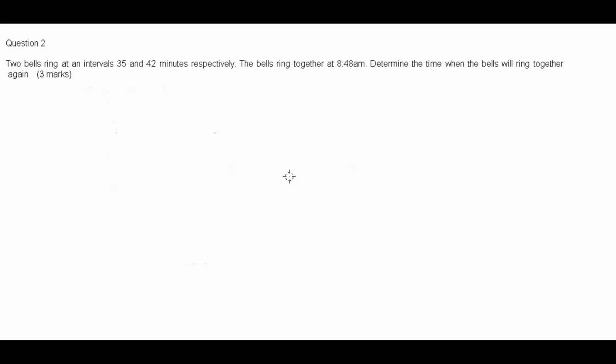Question 2. Two bells ring at intervals of 35 and 42 minutes respectively. The bells ring together at 8:48 a.m. Determine the time when the bells will ring together again. 3 marks. So we are told two bells ring at intervals of 35 and 42 minutes. So if the first rang at 35 minutes, the next ring will be at 70 minutes.